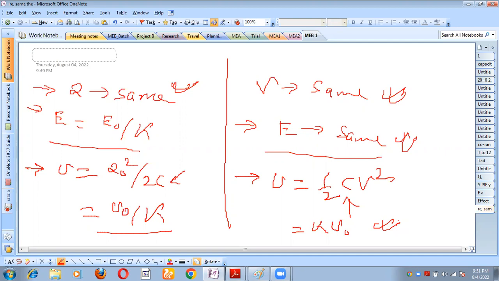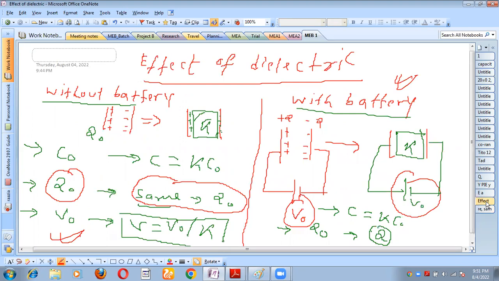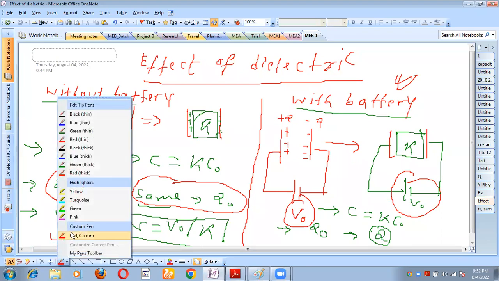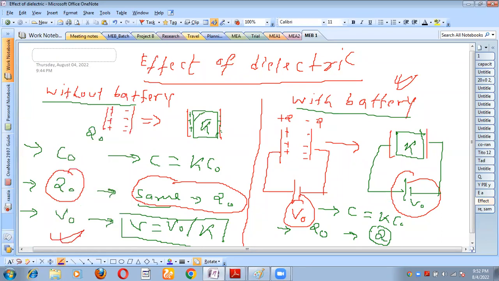So this was the case for a dielectric inserted completely filling the gap between the plates. This is the simple case when the dielectric is filled between the plates of a capacitor and completely fills the space between the plates, right? There is also another case we will see further.